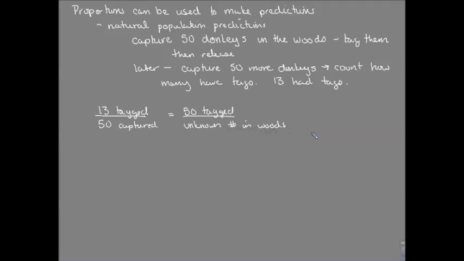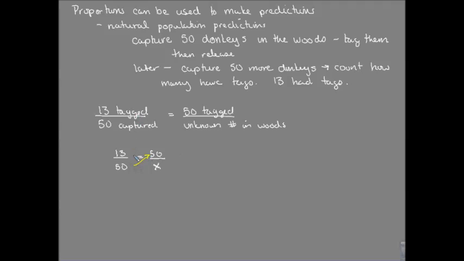Okay, so they know that they tagged 50 out of some unknown number. Well, when they captured, they captured 50 of them and 13 were tagged. So 13 out of 50 is the ratio of tagged to captured. Now, this is not an exact science, but it's a really good approximation of populations because it's impossible to go out in the wild and count every single animal in an area, right? So we can use this to predict how many wild donkeys there are in these woods.